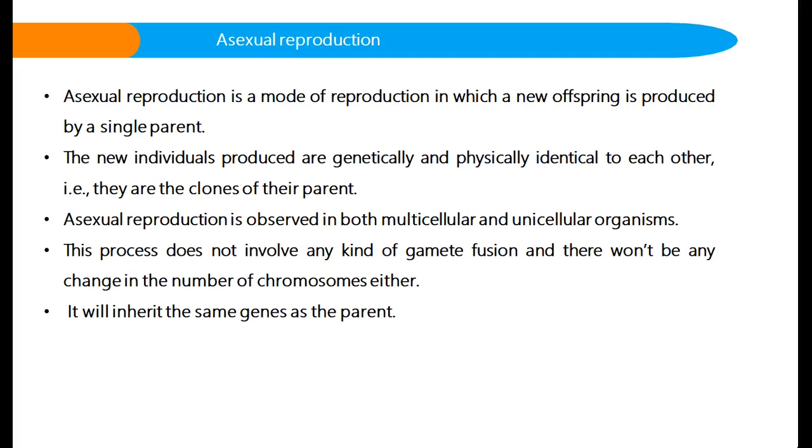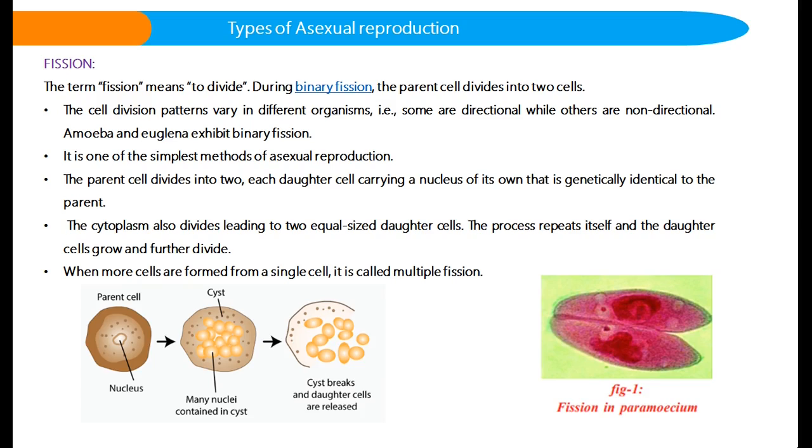This process does not involve any kind of gamete fusion and there won't be any change in the number of chromosomes. So, there is no gamete fusion, and no change in the number of chromosomes. It will inherit the same genes as the parent. So, exactly like the parent, however many genes are there, the same will be there. These are clones of the parent. There is no difference.